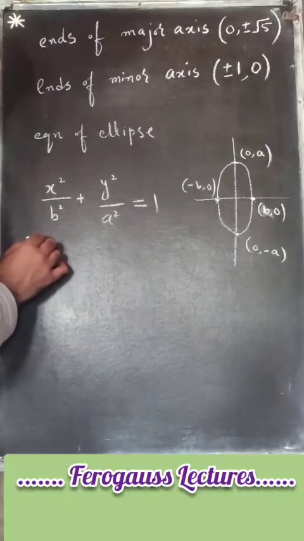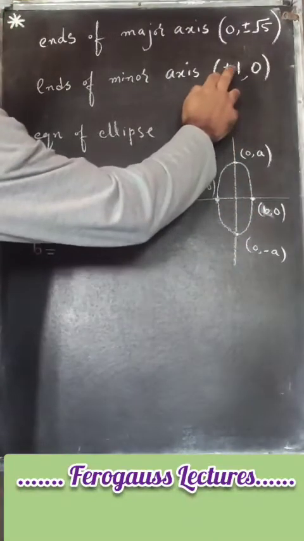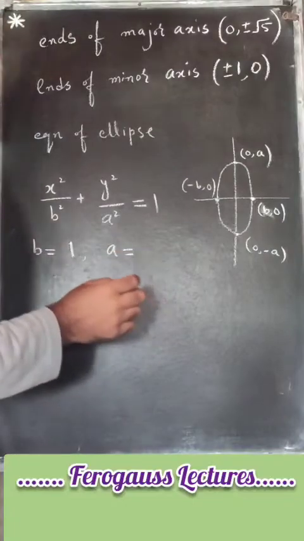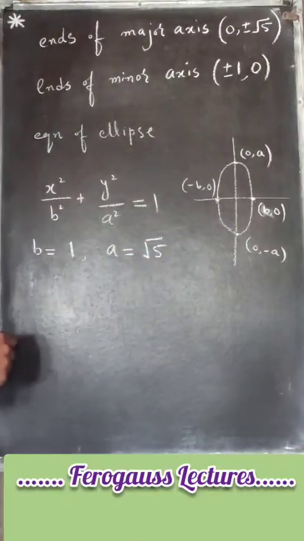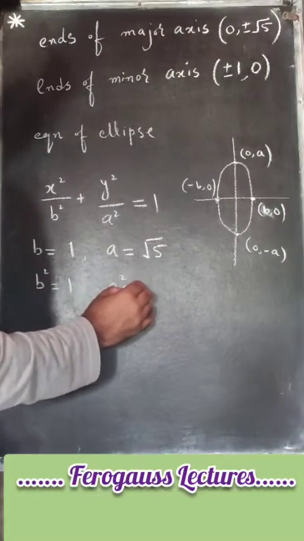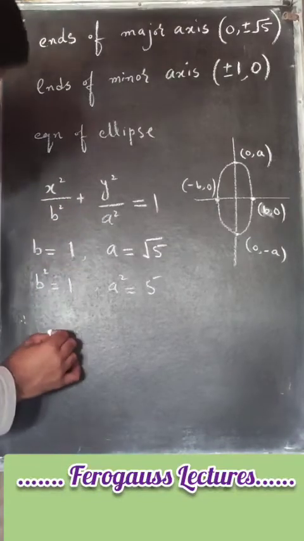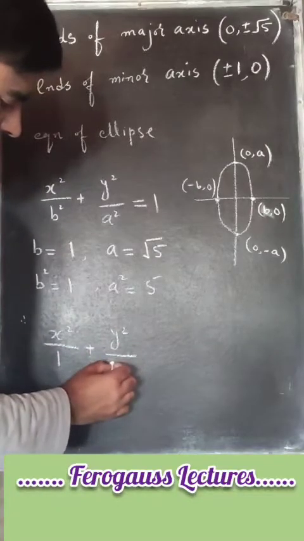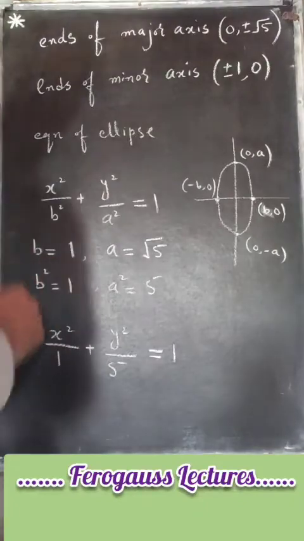Now here b is equal to 1. So we have b is equal to 1 and a is equal to square root of 5. Okay? So that means b square is equal to 1 and a square is equal to 5. Therefore, equation of ellipse can be written as x square by b square, that is 1, plus y square divided by 5, a square is 5, equal to 1. So that is the equation of ellipse. This completes the question.